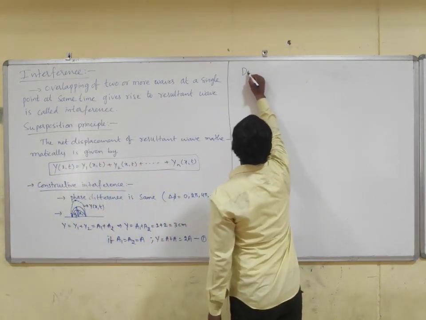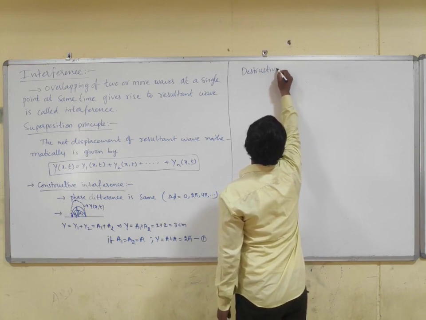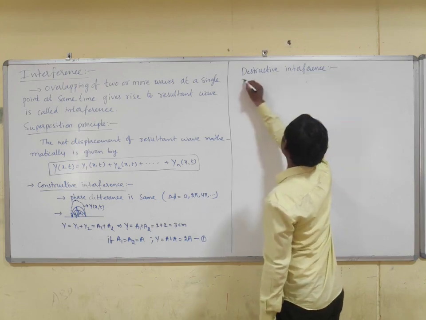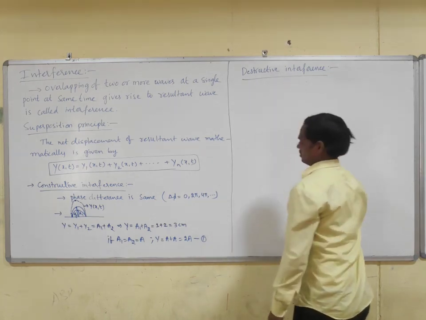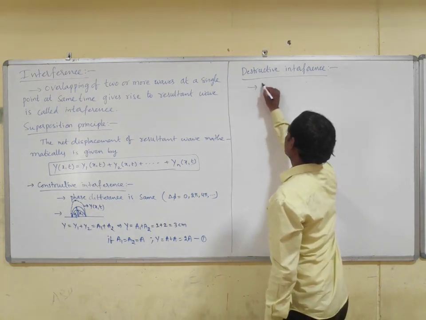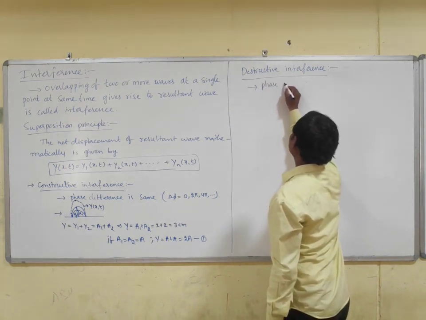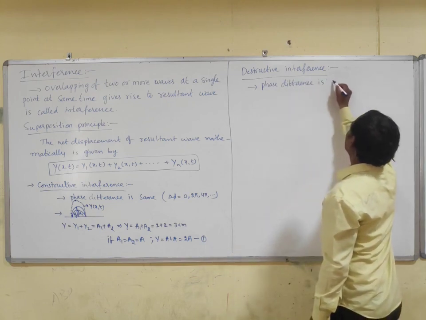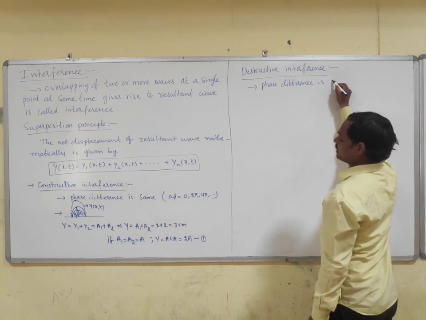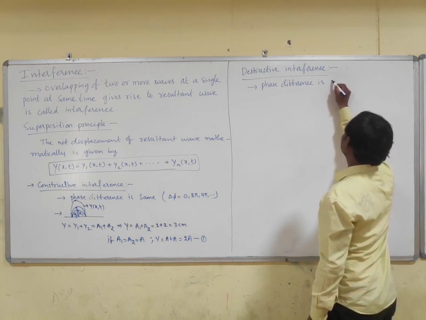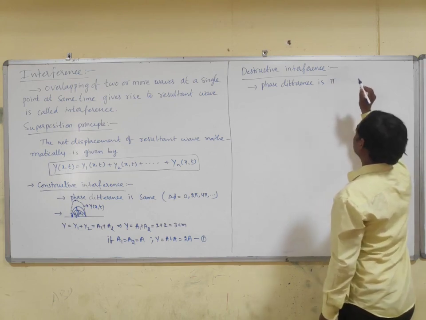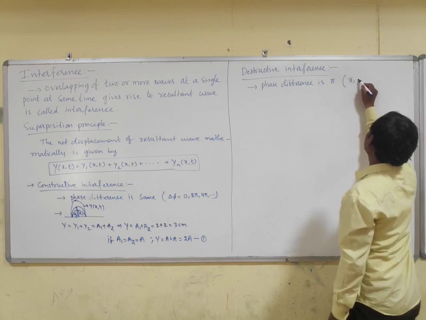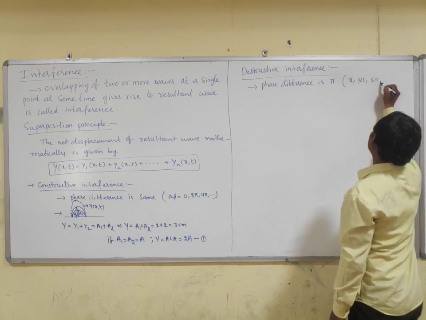Next, destructive interference. In this case, phase difference between waves is odd integral multiples of pi. That is, for example, pi, 3 pi, 5 pi, and so on.